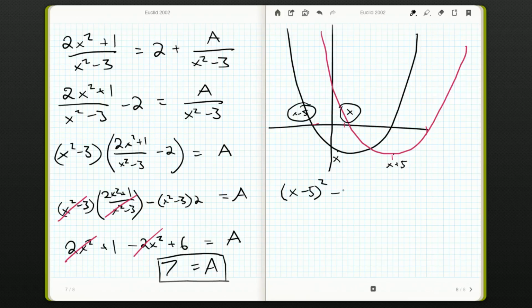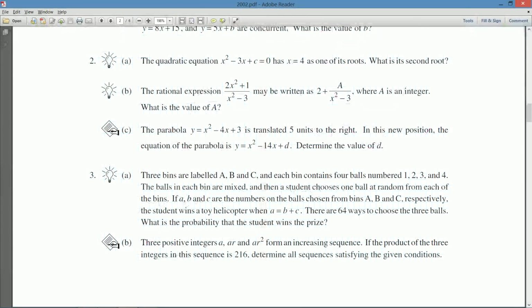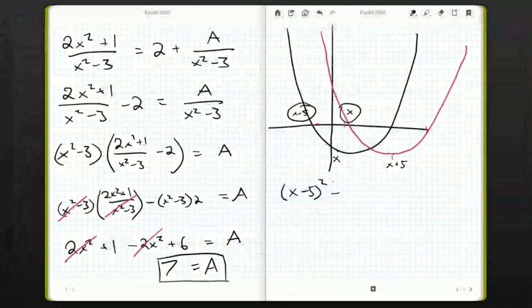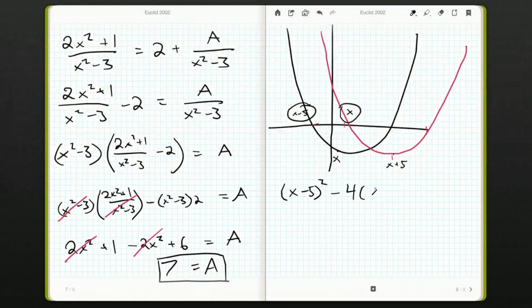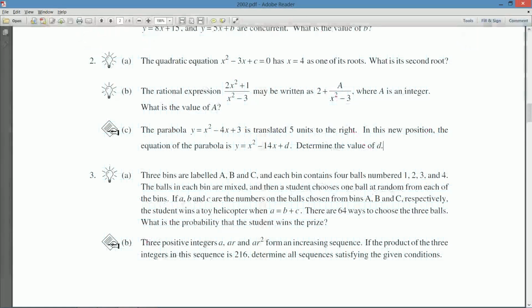I think it was minus 4, but let's just double check. Minus 4. We see an x, so we write an x minus 5 instead, plus 3. That's our new equation. And it's not written exactly the way we want it. Right? We want it as x squared minus 14x plus d, because we want to just be able to read off that value of d.